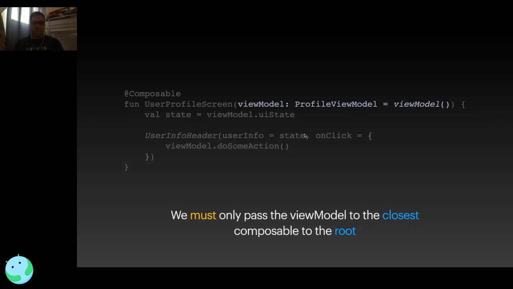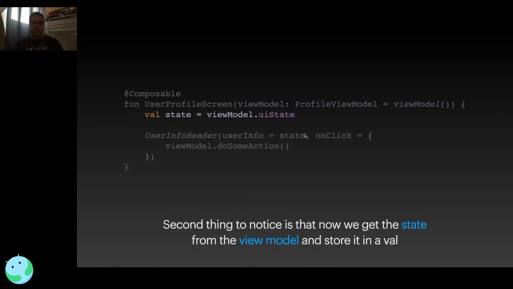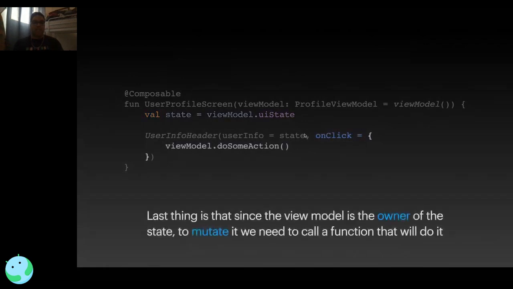Second thing to notice is that now we get the state from the view model and store it in an immutable variable. Last thing is that since the view model is the owner of the state, we don't have the ability to mutate it directly. So to mutate it, we need to call a function on the view model that internally will take care of that, as we saw before.